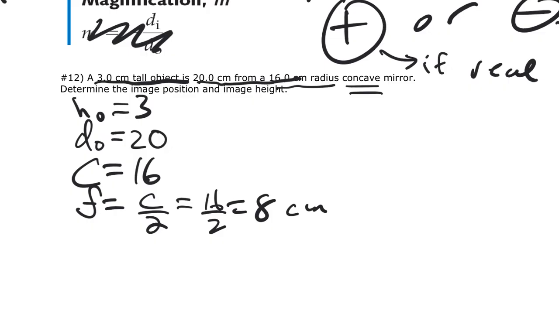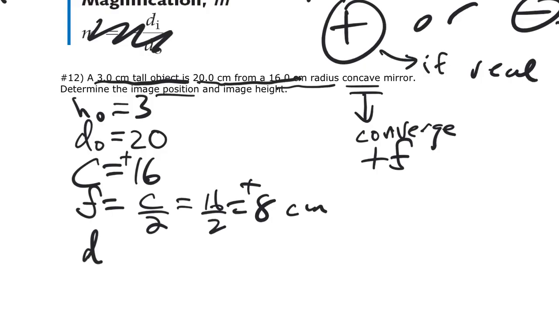Now, it's a concave mirror. Very important that you pay attention to this. A concave mirror is a converging mirror. And so converging mirrors have positive f's, or converging lenses, same thing. So I can put a positive on this number. Very important. If it was a diverging mirror or a convex mirror, you'd have to put negative there. Determine the image position from the mirror. So that's di. And also the image height, hi.